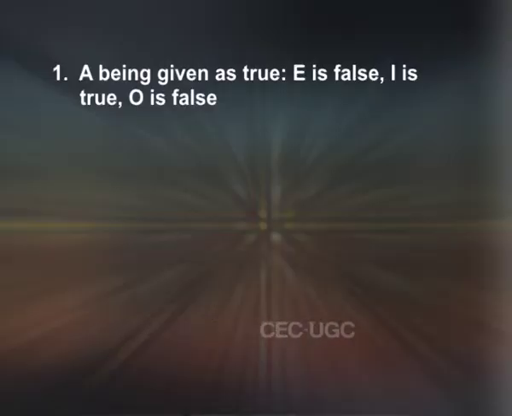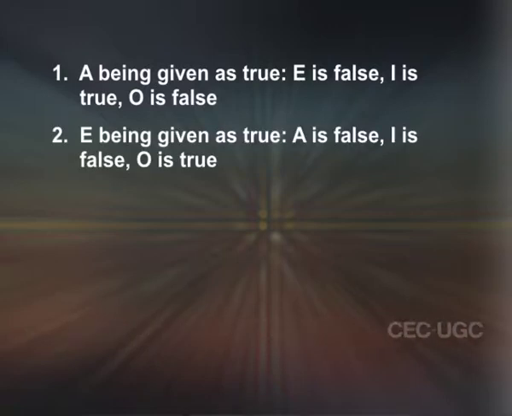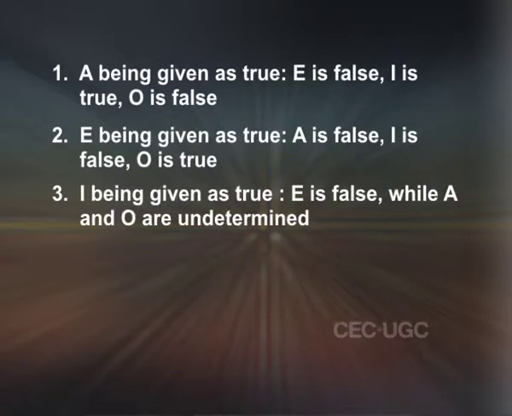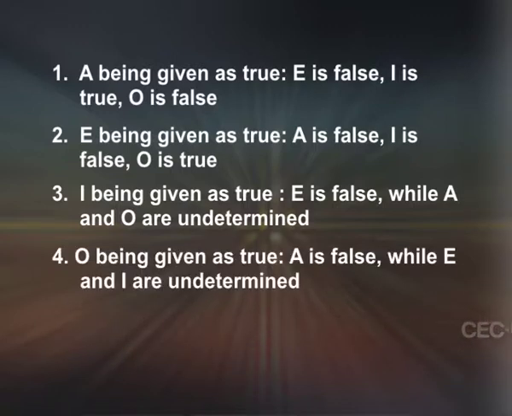Number 1, A being given as true, E is false, I is true, O is false. Number 2, E being given as true, A is false, I is false, O is true. Number 3, I being given as true, E is false, while A and O are undetermined. Number 4, O being given as true, A is false, while E and I are undetermined.